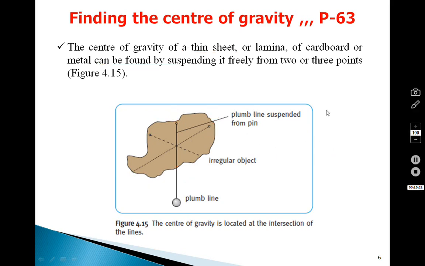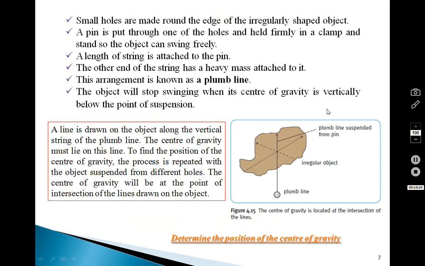As we can see from the next slide, small holes are made around the edge of an irregularly shaped object. This shape is a random one. This is the first point. Second, a pin is put through one of the holes and then firmly clamped in a stand, so the object can swing freely until it stops.